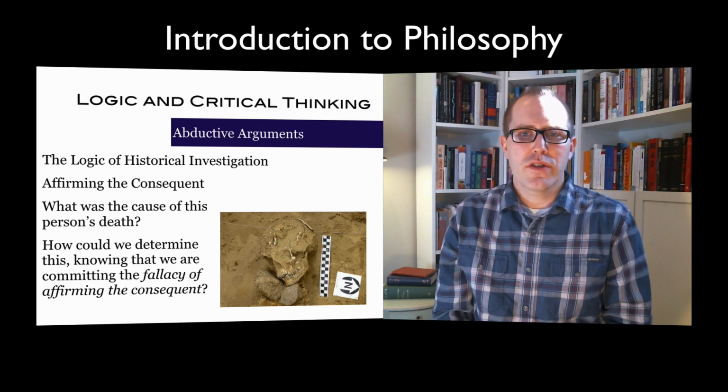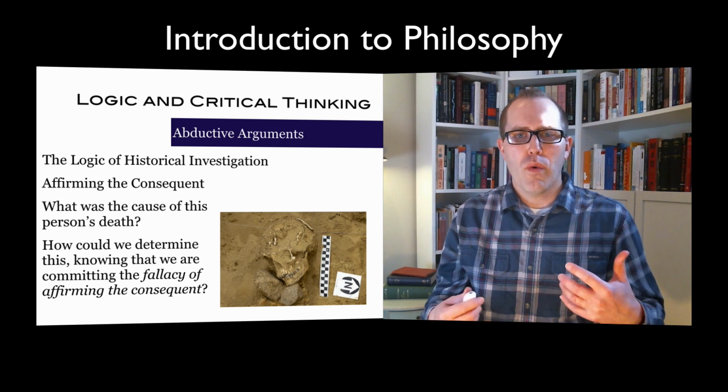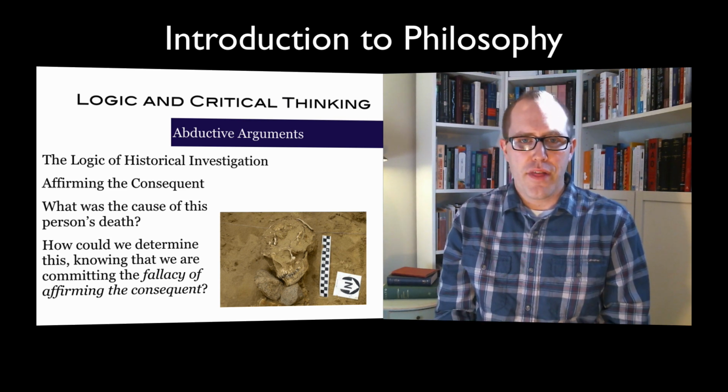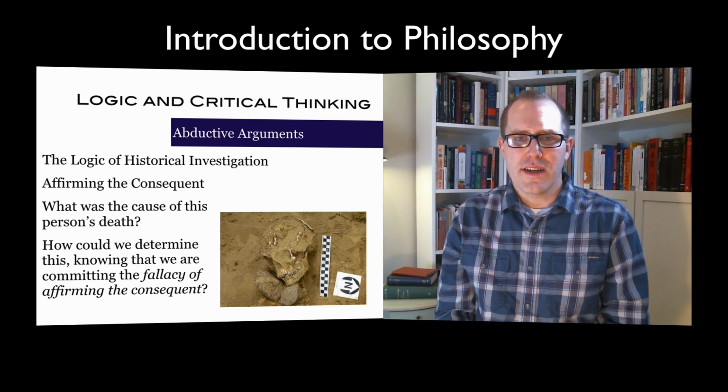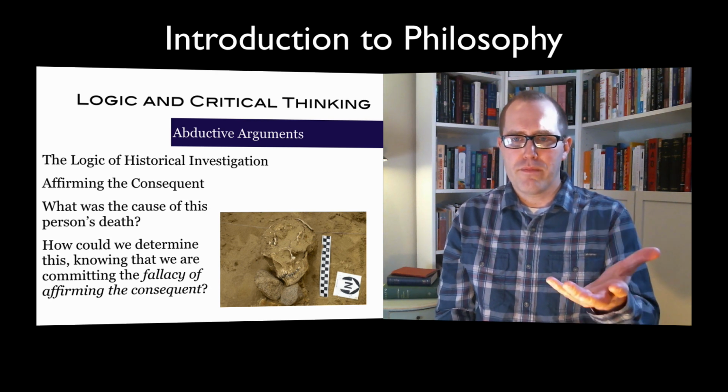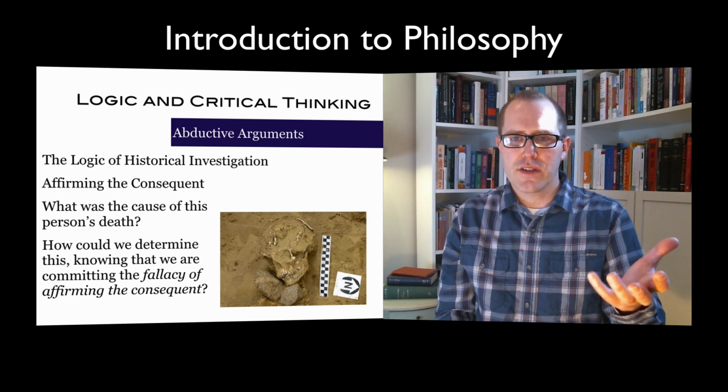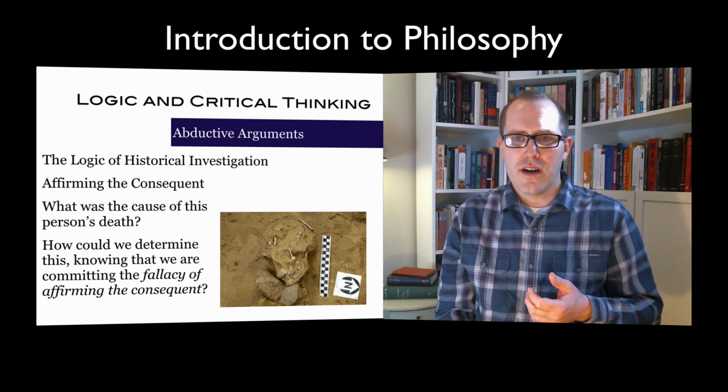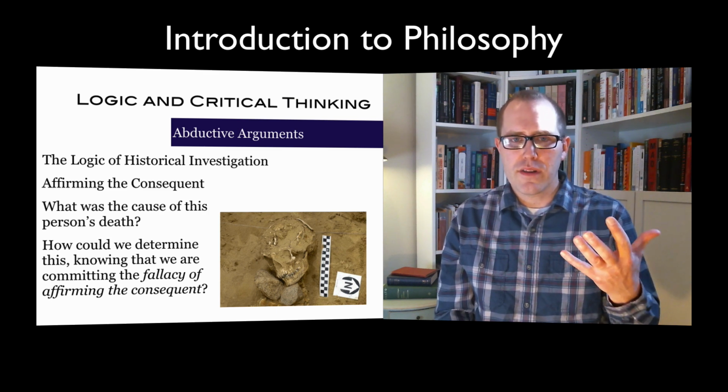So when we are doing abductive reasoning, let's say we're trying to figure out what the cause of a person's death is. And so we have a line of evidence here. Here we have a skull in the picture that you can see, and we can find some evidence surrounding the skull.